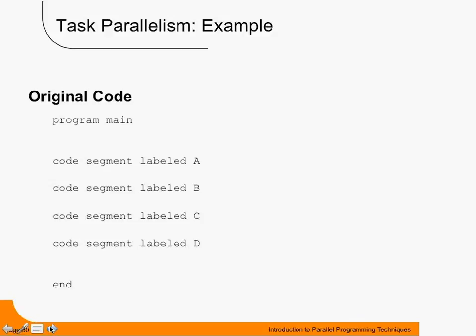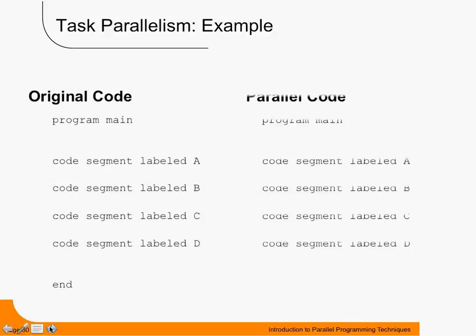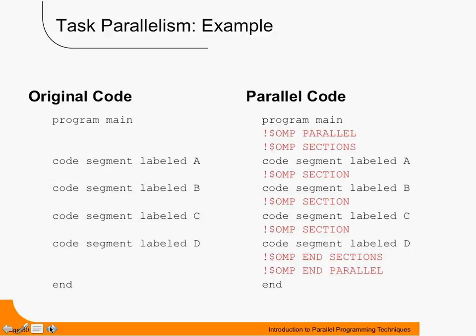Now you just use the OpenMP sections construct. So you say OpenMP parallel and OpenMP end parallel. That means these things are to be executed in parallel. And I define OpenMP section and section. That means I have 4 sections and I want to run all these sections in parallel.